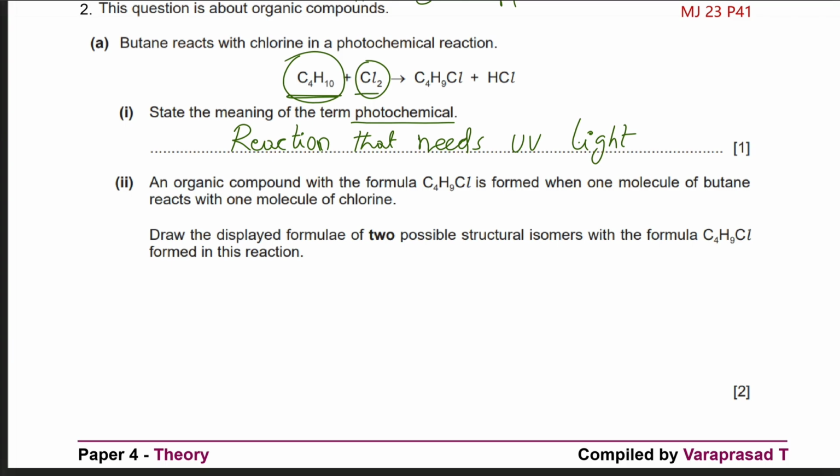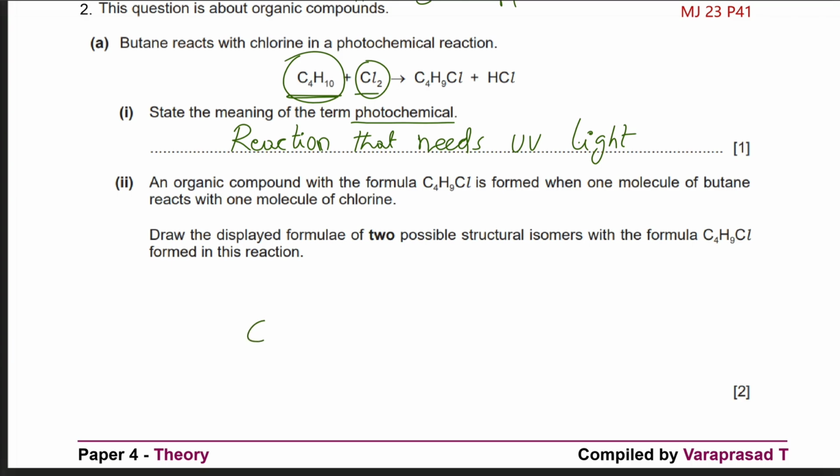An organic compound with the formula C4H9Cl is formed when one molecule of butane reacts with one molecule of chlorine. Draw the displayed formula of two possible structural isomers with the formula C4H9Cl formed in this reaction. Now, displayed formula means you have to show all the bonds, all the atoms. And isomer is same molecular formula, different structural formula.